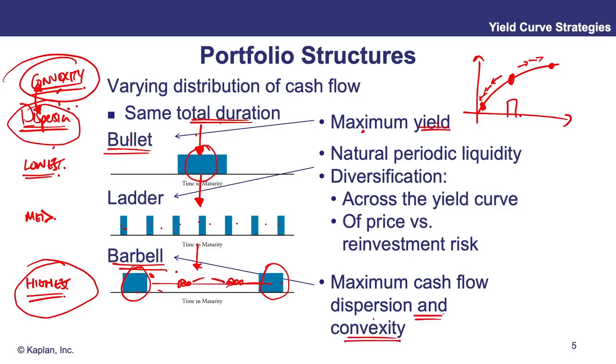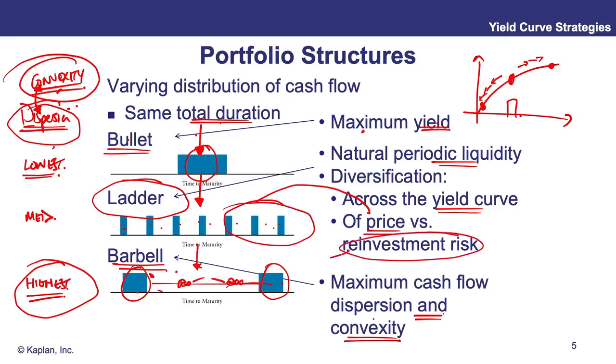convexity. The ladder was introduced in the immunization section as having the advantages of generating natural periodic liquidity if you need it, and being diversified across yield curve maturities, and therefore being diversified with respect to price risk on later cash flows, whose value will fall if rates go up, and reinvestment risk on early cash flows, where we don't get as much reinvestment if rates go down. We're balancing those out. Actually, rather than removing them, we're balancing those out through the even distribution of our cash flows over time.